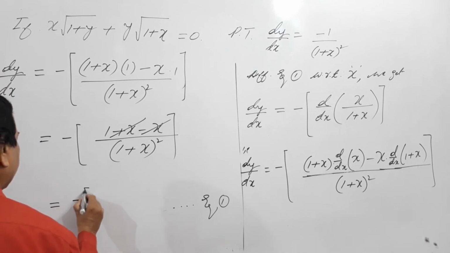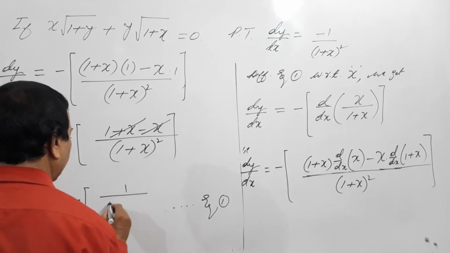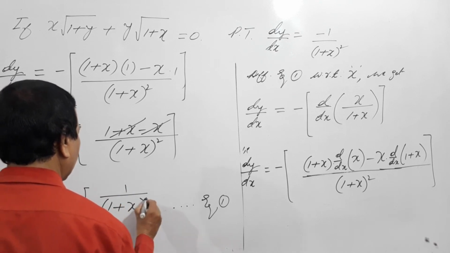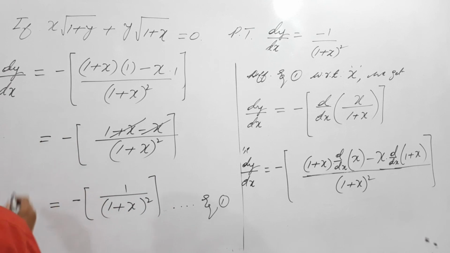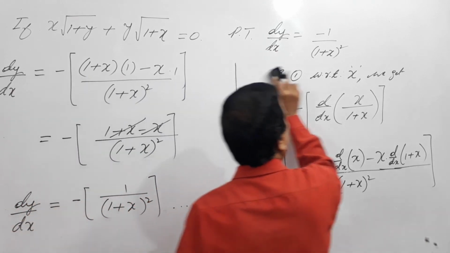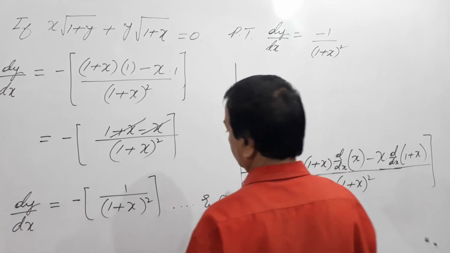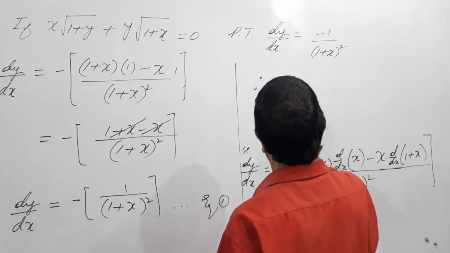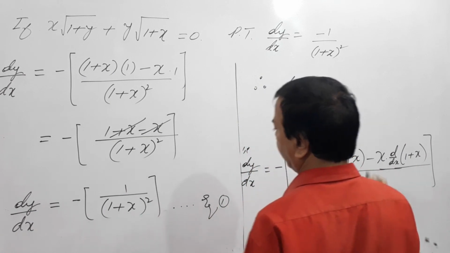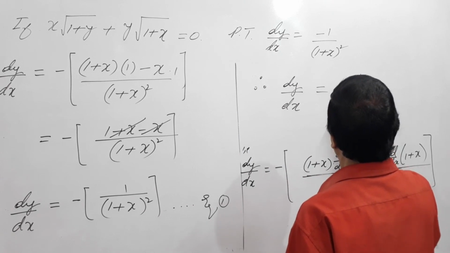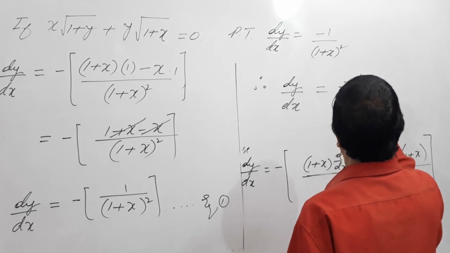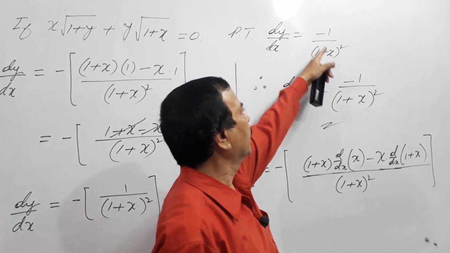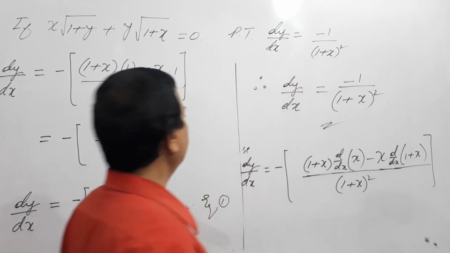So I left the minus sign outside. So I left it 1 by (1 plus x) the whole square. And what is this on the left hand side? That is nothing but dy by dx. Therefore dy by dx equals, remove the bracket, this becomes minus 1 by (1 plus x) the whole square, which is proved. We got minus 1 by (1 plus x) the whole square. Hence we have proved it.